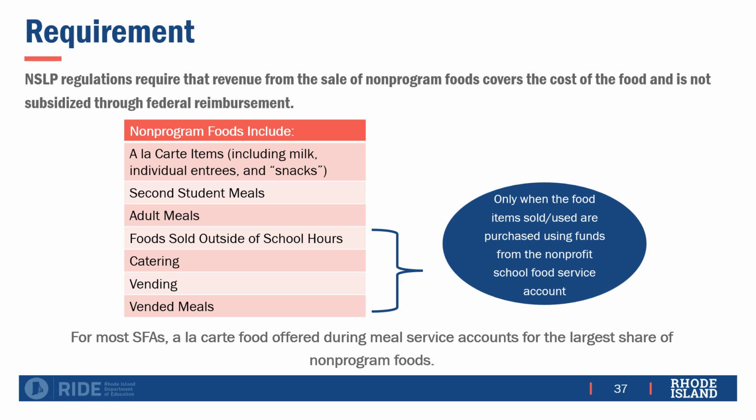In some cases, SFAs may engage in sales of food items through vending machines and/or at times outside of school hours, where the food items for sale were purchased from funds other than nonprofit school food service account funds. These types of sales are not subject to non-program revenue requirements, as they were not supported with program resources. All revenue from the sale of non-program foods that were purchased with funds from the nonprofit school food service account must be deposited into the nonprofit school food service account.